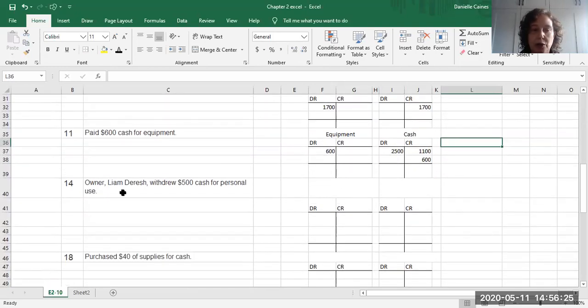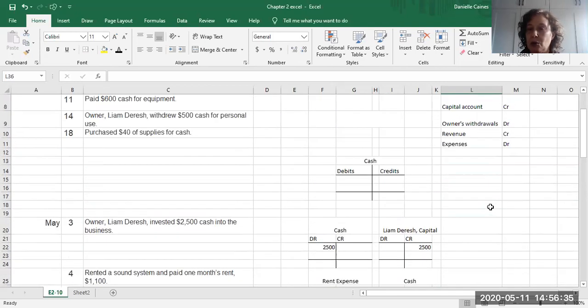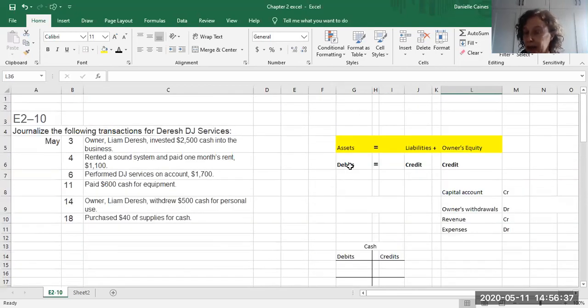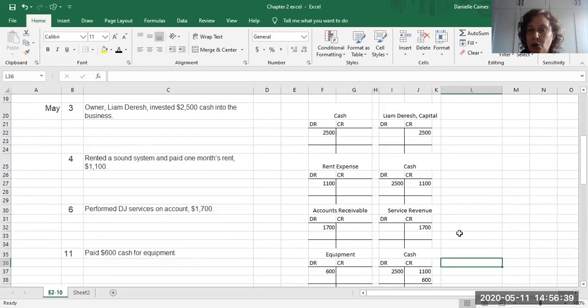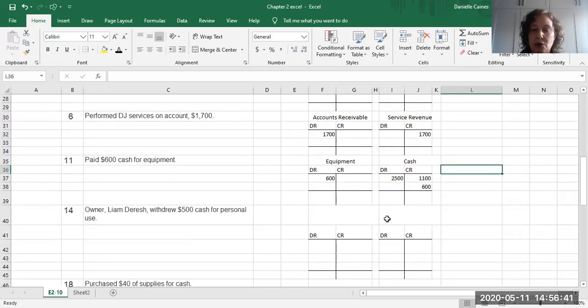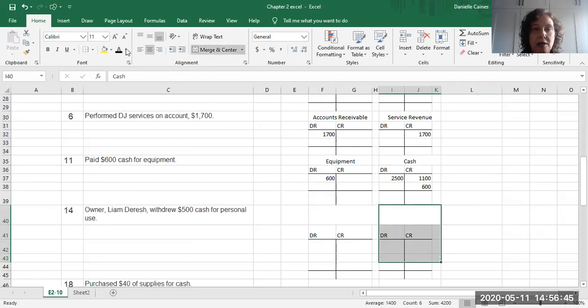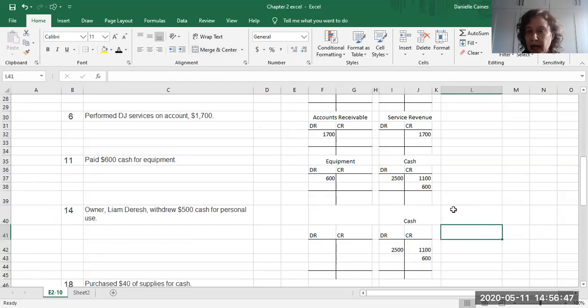The next one, the owner withdrew $500 cash for personal use. So again, cash is an asset. We are reducing the asset. If we were increasing the asset, it would be a debit. So in this case, we know it's going to be a credit. So we're going to decrease our cash. We already had $2,500, $1,100, and $600 from our previous entries. So we're going to have a credit for cash.